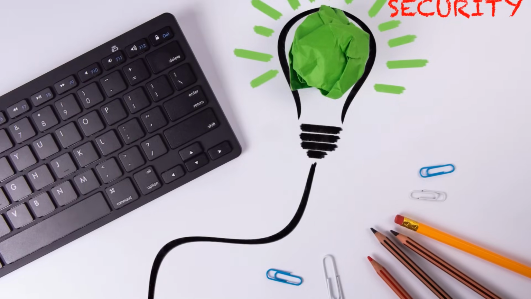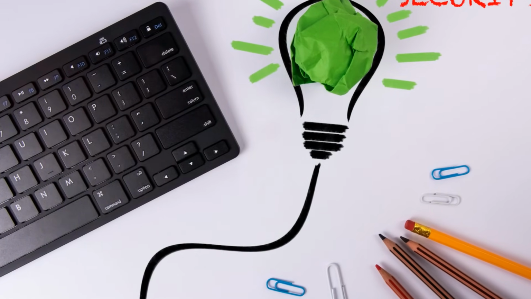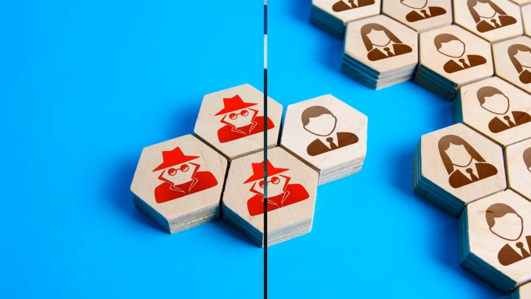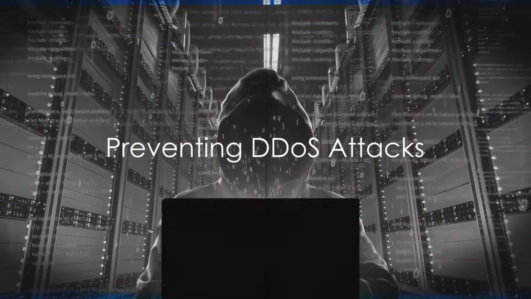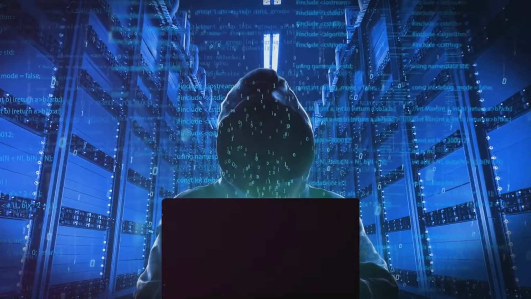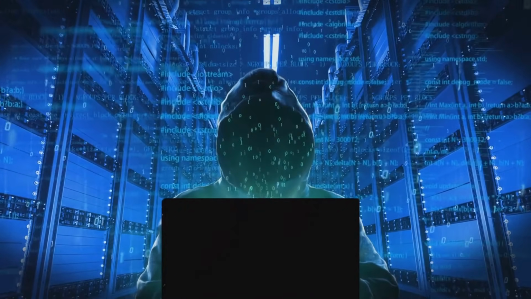But remember, understanding the threat is the first step to effective defense. So stay informed, stay vigilant, and most importantly, stay safe. What can we do to protect ourselves from DDoS attacks? Well, we're now at the point in our journey where we tackle this important question.